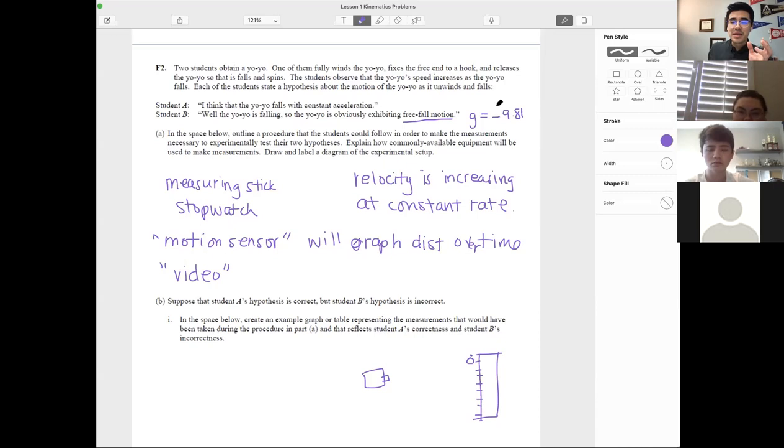So I'm guessing that you're starting to notice that this test really isn't about computations. It's literally about understanding the words and the proper definitions of the words. So constant acceleration is technically free fall motion, and free fall motion is constant acceleration of negative 9.81 meters per second squared.